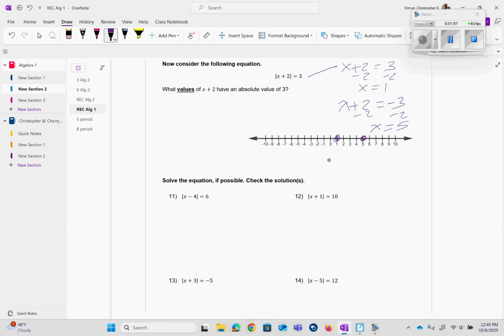I'm not shading between them. So on this one, I'm going to get x minus 4 equals 6 and x minus 4 equals negative 6. You're going to add 4 to both sides here. Add 4 to both sides here. That should be a negative 6. There's my two answers. Number 12, x plus 1 equals 10 and x plus 1 equals negative 10. Go ahead and solve both. Subtract 1 from both sides. Subtract 1 from both sides. There's my two answers.